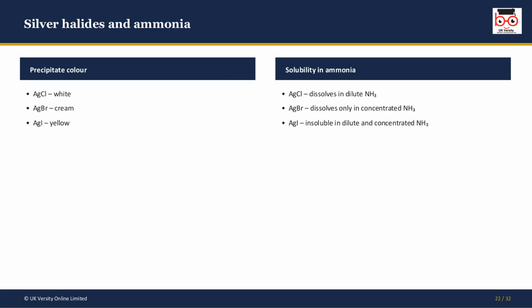Those three precipitates can look quite similar, so we confirm them with ammonia. Silver chloride is white and dissolves in dilute ammonia. Silver bromide is cream and only dissolves in concentrated ammonia. And silver iodide is yellow and won't dissolve even in concentrated ammonia. So the color gives you a first answer, and the ammonia test settles any doubt between them.